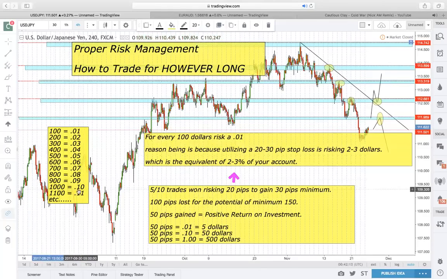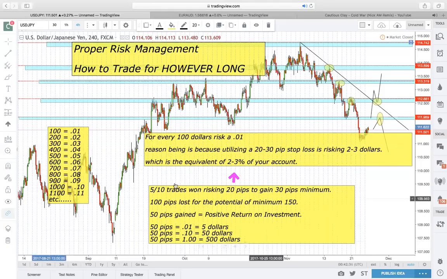Now just check this out. If you're doing $1,000 and you're doing a 0.10 and you're risking 20 to 30 pips on a 0.10, then that means you're risking $20 to $30 for every trade on a $1,000 account, which is still the equivalent of 2 to 3% of the account.